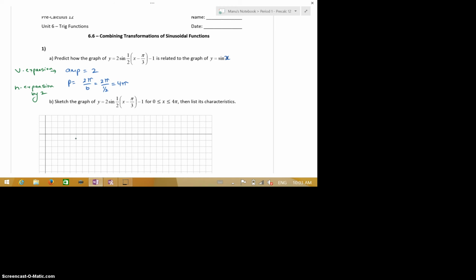Okay, next up we look at our translation. So pi over 3 units to the right. So we call that the phase shift. We have a phase shift of pi over 3 units right. And then lastly we have a translation of 1 unit down. So we call that vertical displacement. 1 unit down.